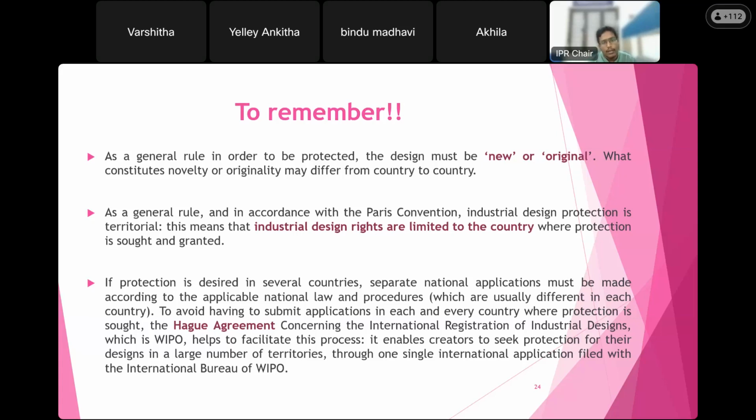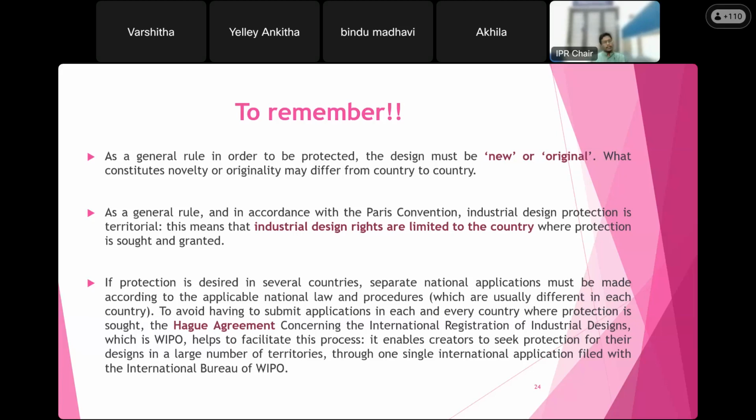So as a general rule, and in accordance with the Paris Convention, industrial design protection is territorial. Whatever right is given, I'm saying exclusive right, copyright on the design, that is a territorial right. What is territorial? The right is given by the Indian government. It is valid in India only, Indian territory. This means that industrial design rights are limited to the country where protection is sought and granted. That's the reason IP rights are territorial. It is not valid anywhere else.